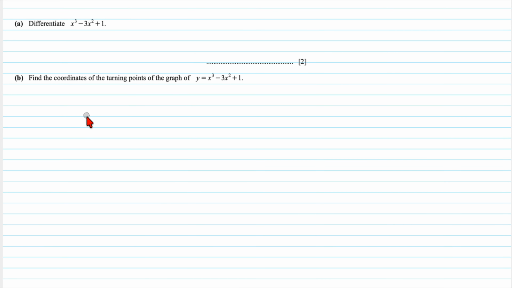Today we're looking at this interesting question. Differentiate x cubed minus 3x squared plus 1, and then second, find the coordinates of the turning points of the graph of y equal to x cubed minus 3x squared plus 1. So the first question is quite easy. No problem, once you know how to differentiate, that shouldn't be an issue.